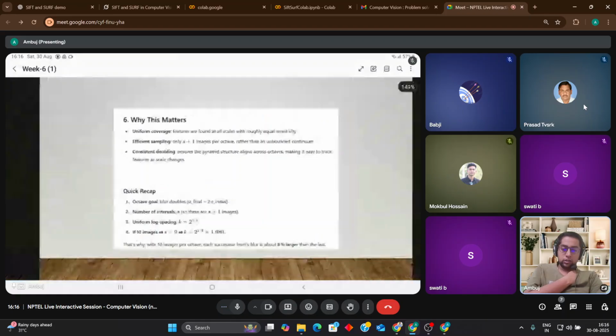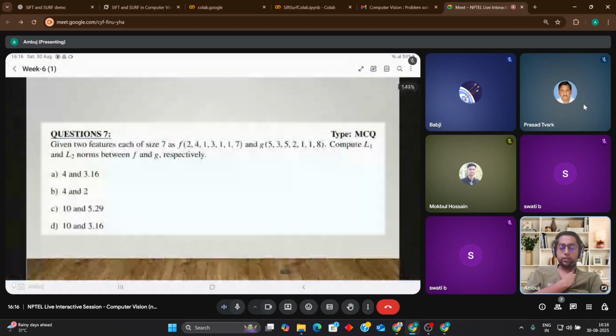Next, moving forward, question number 7: given two features, each of size 7, f has been given with its function values, and g has been given with its functional values. You have to compute the L1 norm as well as the L2 norm between the two functions f and g. Try to compute it, at least jot down your function f and your function g, then we will solve the L1 norm and L2 norm.